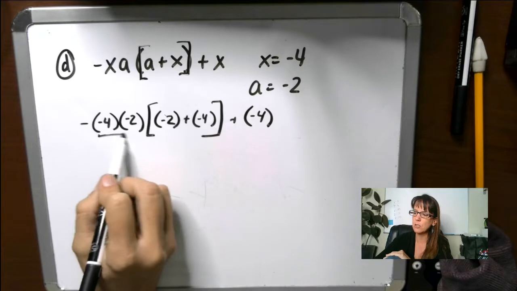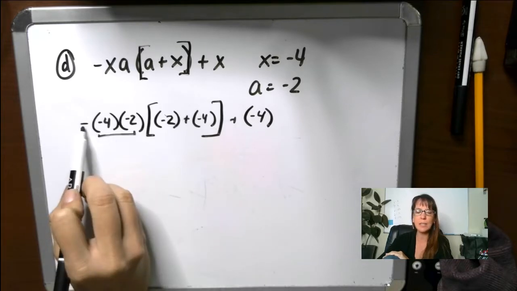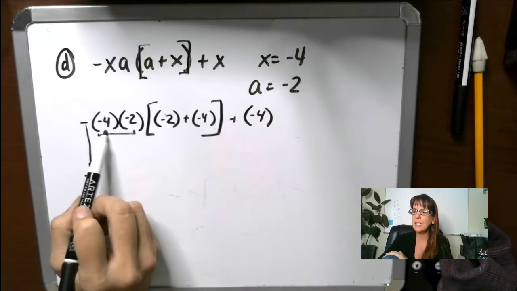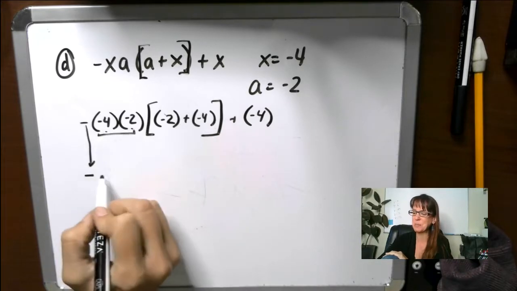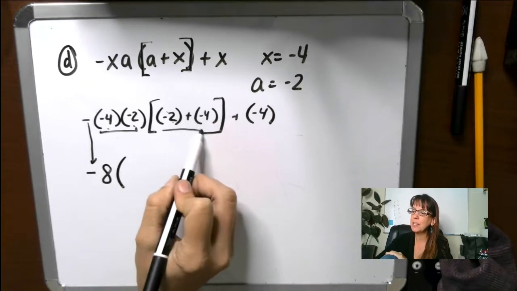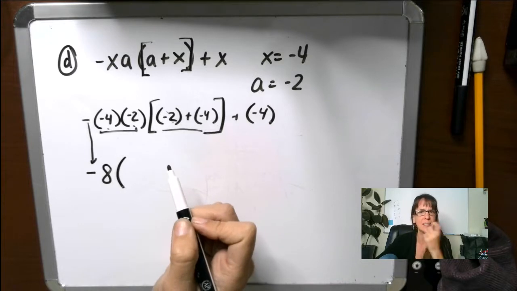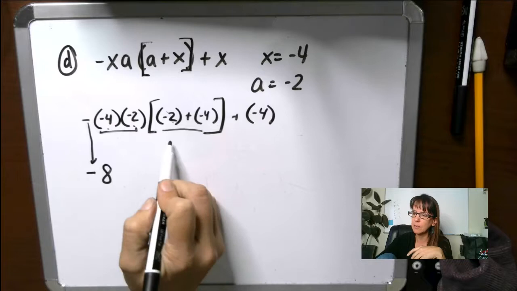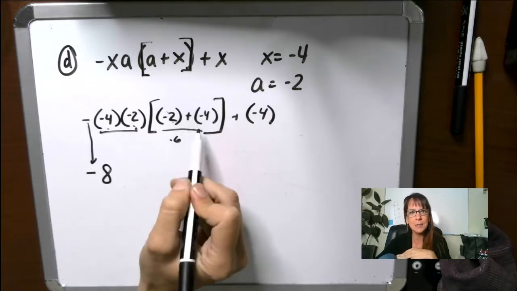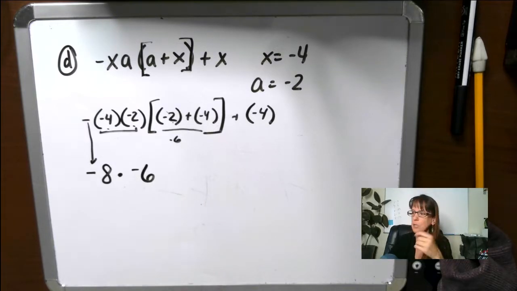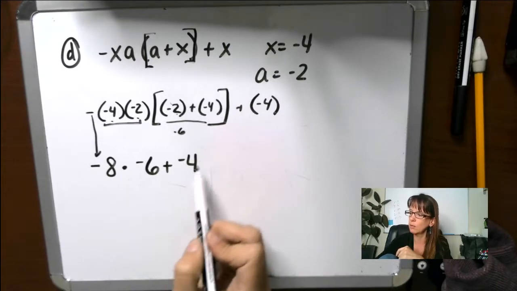Let's do that multiplication that we can. We're gonna bring this down, bring that negative down, right there. Negative 4 and negative 2 is positive 8, parentheses, negative 2 plus negative 4. Negative 2, negative 4 is negative 6. And now that I'm done with everything in the parentheses, I'm gonna take it right out and use that dot for multiplication. Plus negative 4. Good, because I just brought everything over.